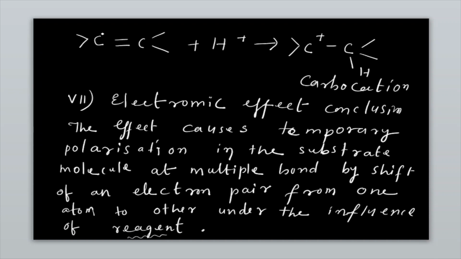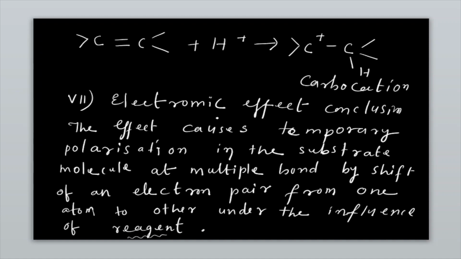C plus means carbocation, or you can say carbonium ion is produced, and hydrogen is attached on the other side, and on one side C plus is produced, that is the carbonium ion. Electromeric effect conclusion. What is the conclusion of the electromeric effect? The conclusion is that it should be temporary.